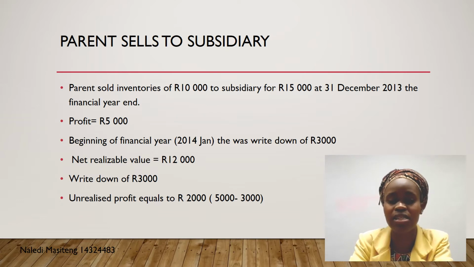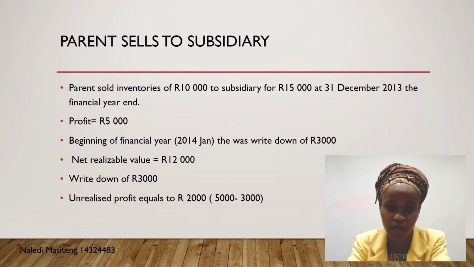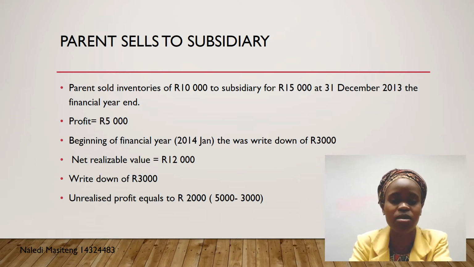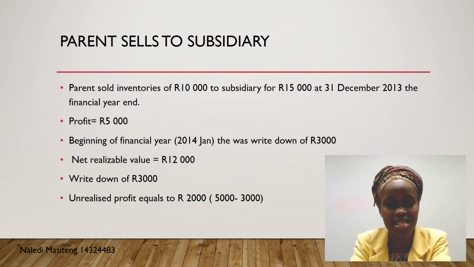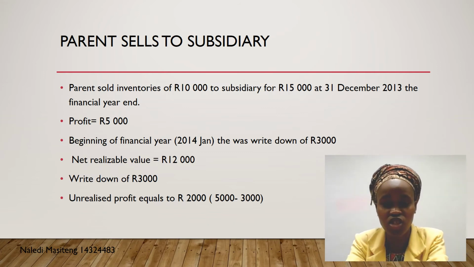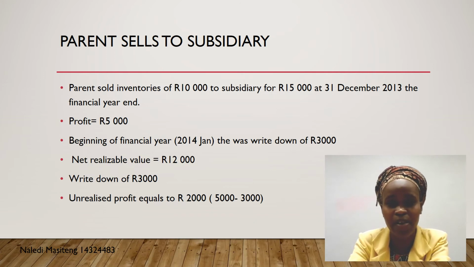We are adding it on the retained earnings of the parent, but then there is a write down of 3,000 rand of the inventories. That means the net realizable value is 12,000 rand. Now in this case, the profit is no longer 5,000 rand but 2,000 rand. So we are going to deduct from the retained earnings which we have added 5,000 rand. We are going to deduct 3,000 rand. Bear in mind that the retained earnings on the consolidated statement of changes in equity, we take 100% of the parent and the percentage of the subsidiary.